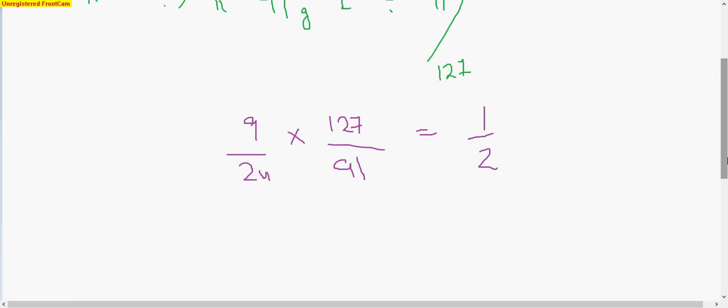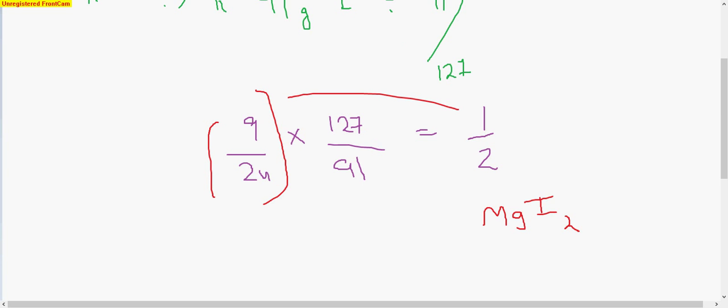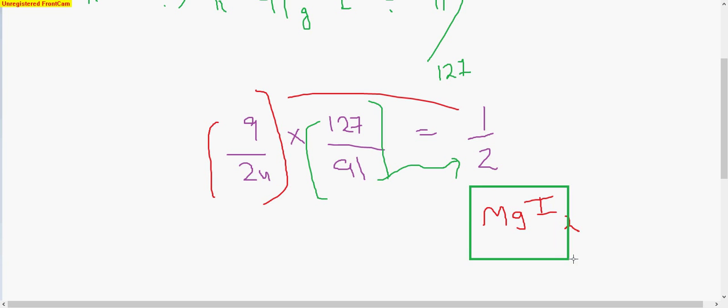Now what is the compound? We have the compound as MgFe2, right? Because this over here is magnesium, therefore 1 magnesium, and this over here is iron, 2 iron, right? Okay, therefore the compound is MgFe2. Sure about that, right?